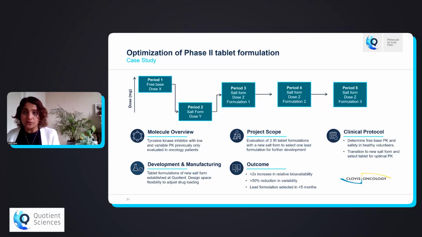And the outcomes were really that a new formulation was identified with more than a twofold increase in exposure and bioavailability and a reduction in variability by 50%. So a robust phase 3 formulation was identified to move forward into development, and this was done within less than 5 months, allowing additional time to scale up and for initial process robustness.